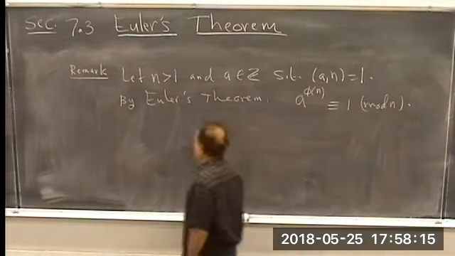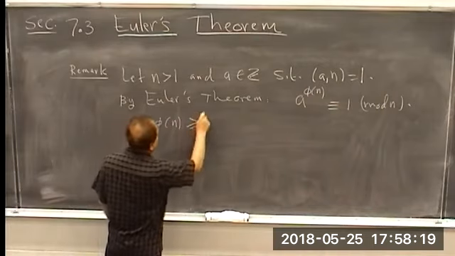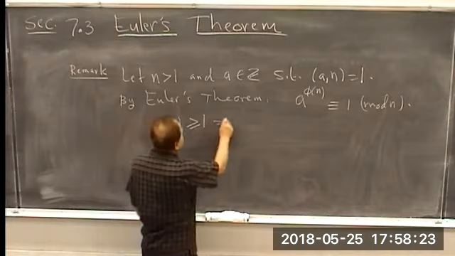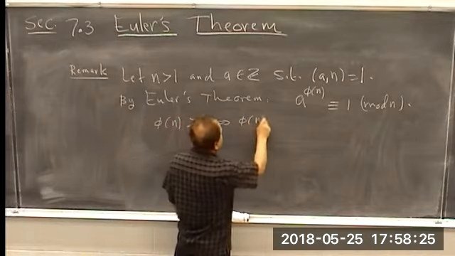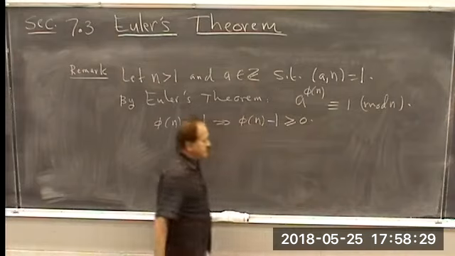We also know that phi of n is bigger than or equal to 1, all right? Which means that phi of n minus 1 is bigger than or equal to 0.